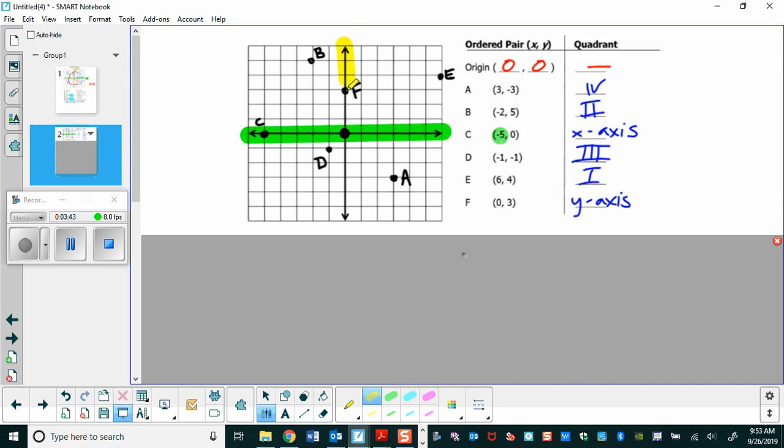And then to be on the y-axis, you're going to have a y coordinate point. And so starting at the origin, (0, 0), we'd simply move up 3. We don't go left or right any. We just move up 3. And that's how that point would be on the y-axis.